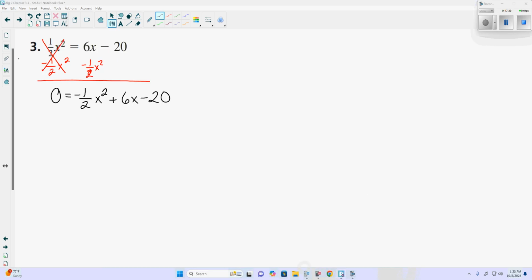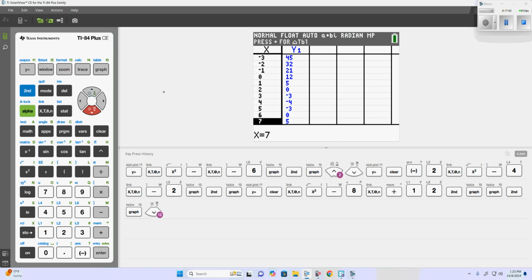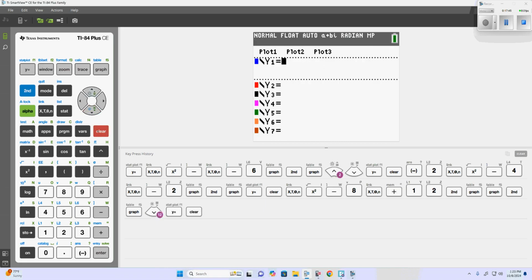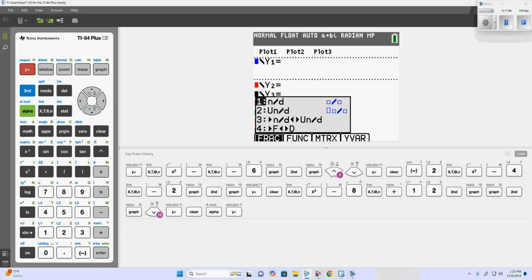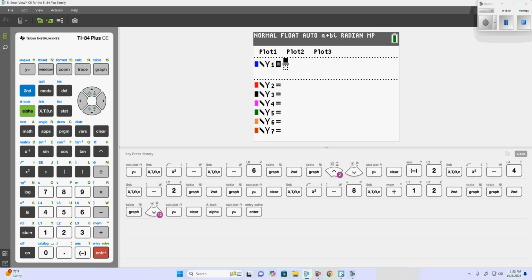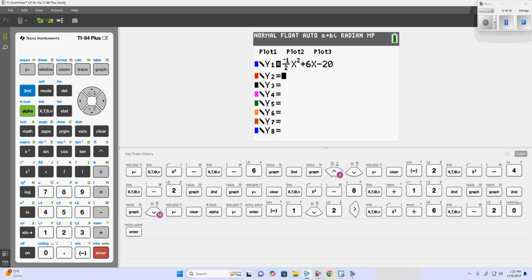Now the nice thing with the calculator is that the calculator does not really care that the first number is a fraction. So the first thing I need to type in is the 1/2. Alpha, our green button, y equals, enter. Alpha, y equals, enter. And we can type in our negative 1/2 x squared plus 6x minus 20.